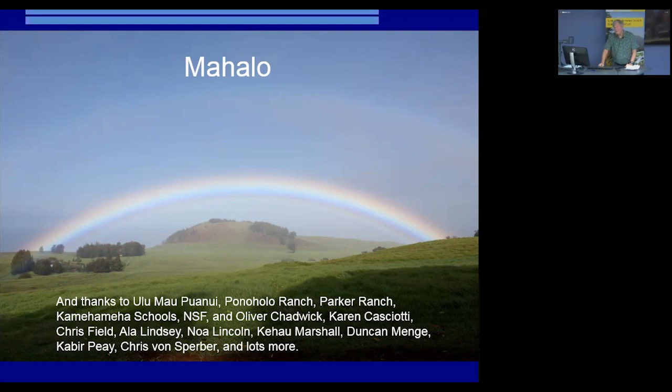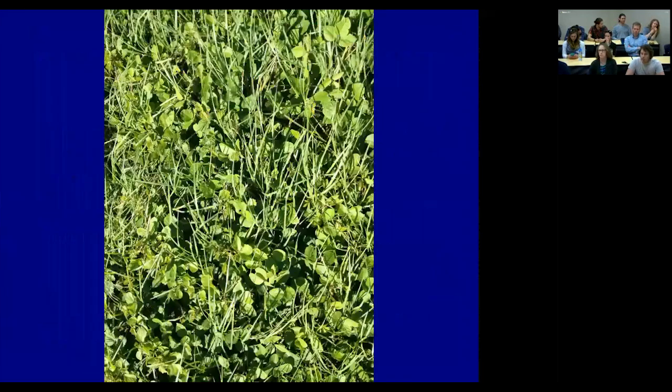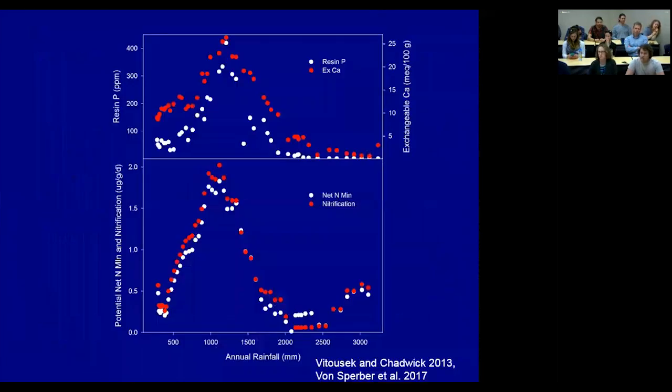Yes? Your graph that was showing phosphorus and calcium versus mineralization and nitrification, there was a spike, another spike after like 3,000 millimeters. Do you have an explanation for that? Yes, but it's equally unconstrained.